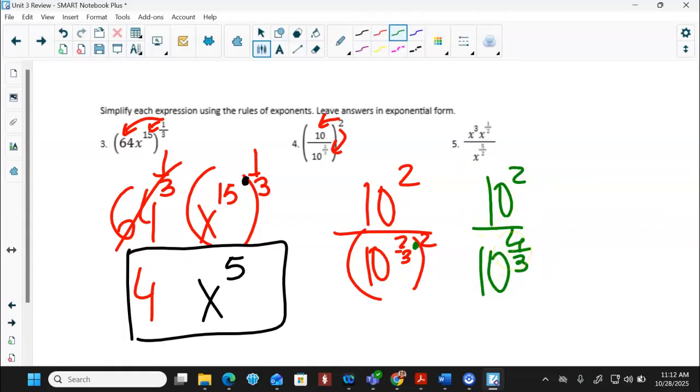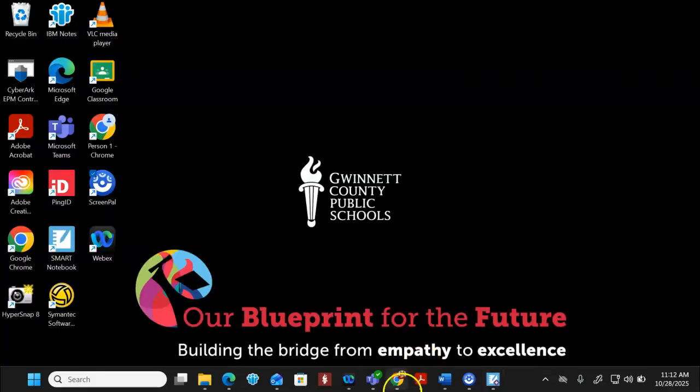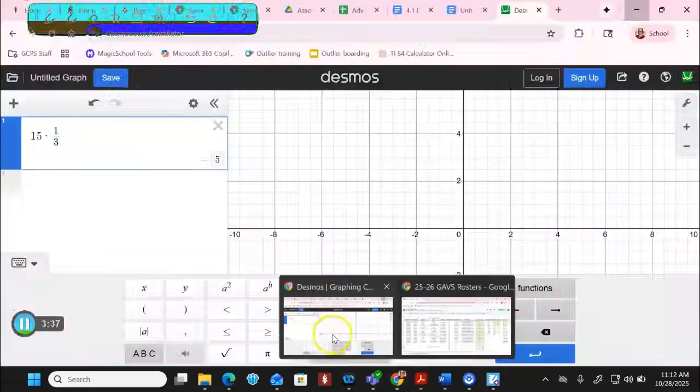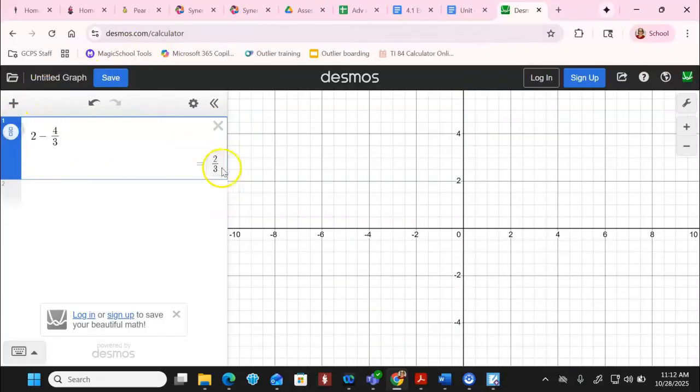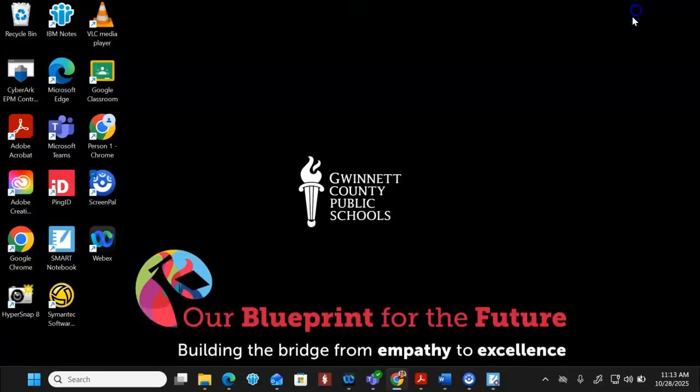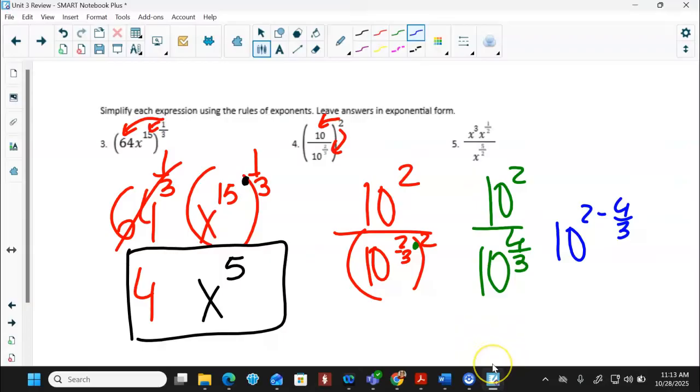Okay? Now again, what we're going to do with the exponents now, since it's in the fraction, we are going to subtract it. So it's 10, 2 minus 4/3. And again, I prefer if you guys use a calculator. So we're going to get 2 minus 4 divided by 3. And again, remember that right here, you can turn it into a fraction, 2 over 3. So that means this 10 is raised to 2 over 3, and you can leave it that way. Okay?